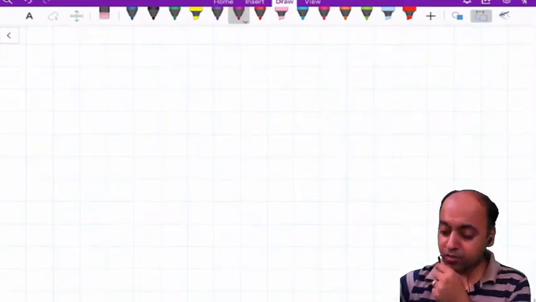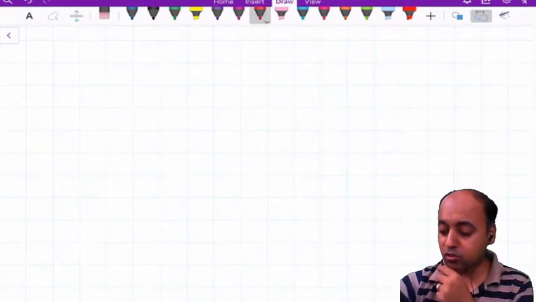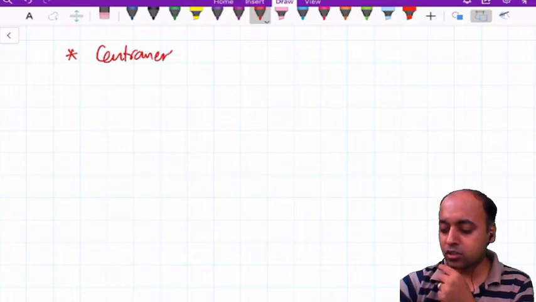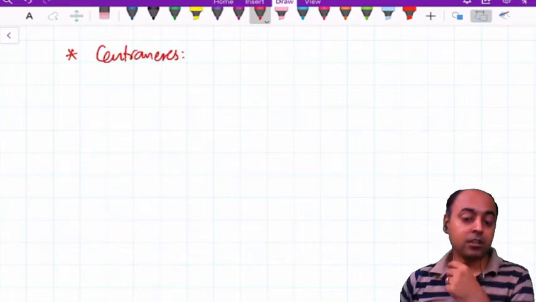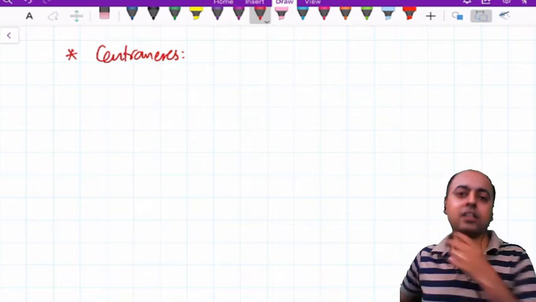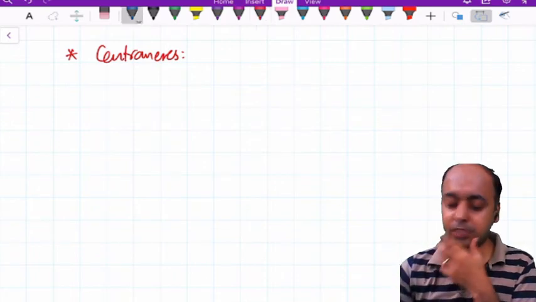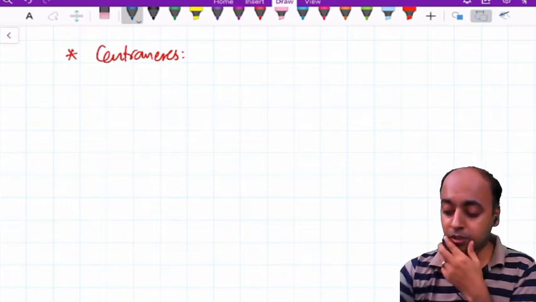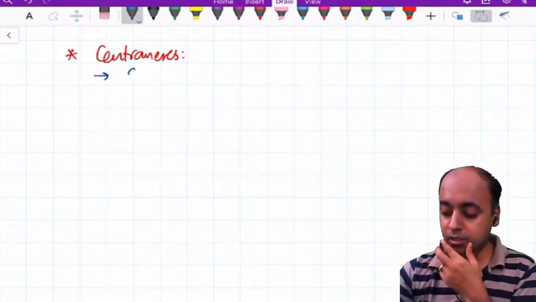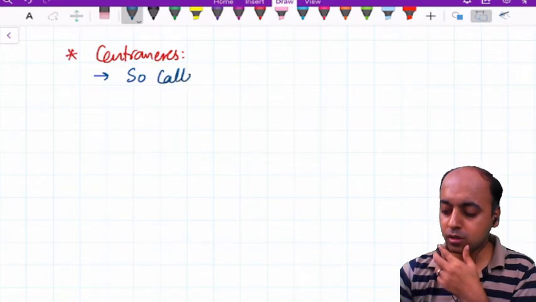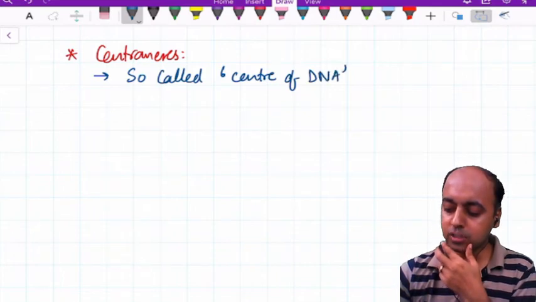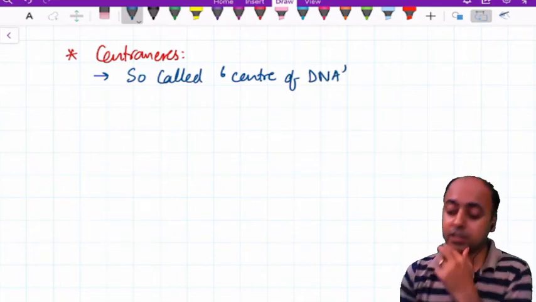Let's talk very briefly about the centromere. Although centromere is not asked so frequently, very rarely you get the question on centromeres in biochemistry. You can get in anatomy obviously, but in biochemistry rarely you get the question. From the biochemical aspect, from the arrangement of DNA point, you should know it is the so-called center of DNA.